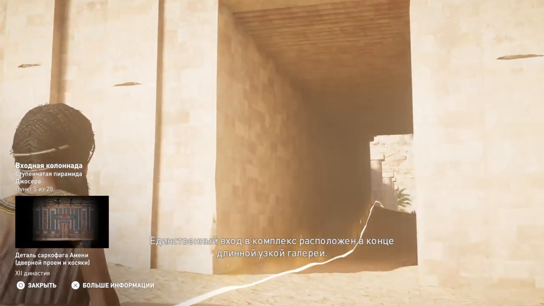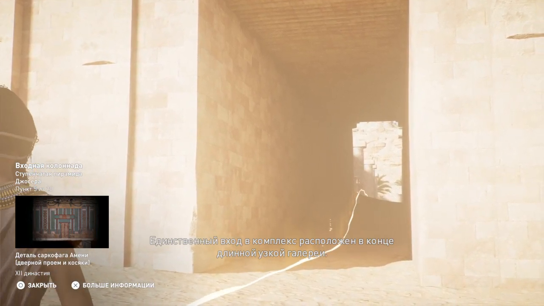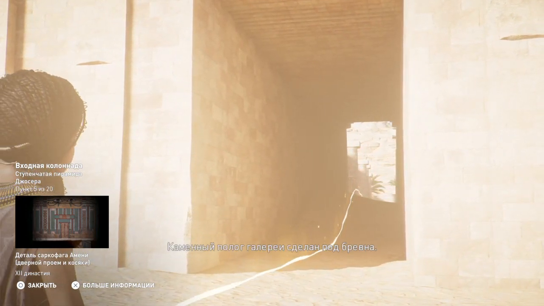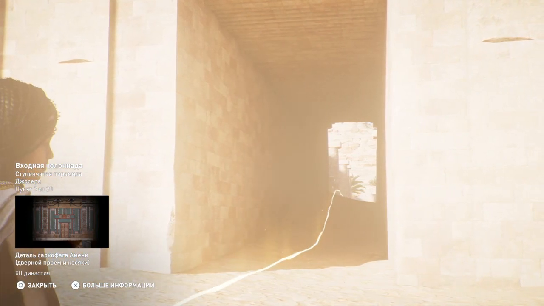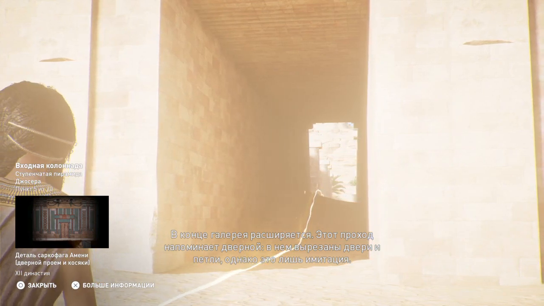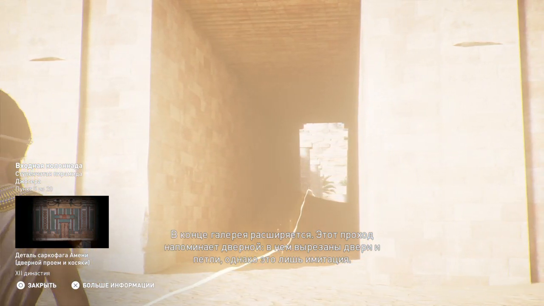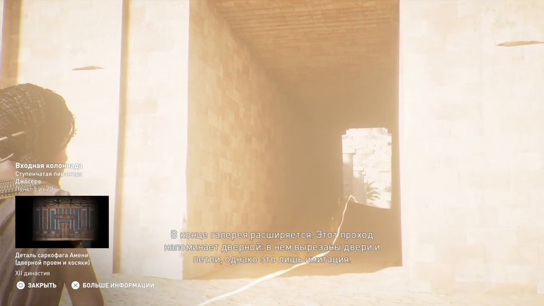The only real entrance into the complex is at the end of a long, narrow passageway. This enclosure has a stone canopy carved to resemble wooden logs. At the end of the passage is a large opening. Meant to resemble a doorway, it has carved doors and hinges that are permanently open and immovable.